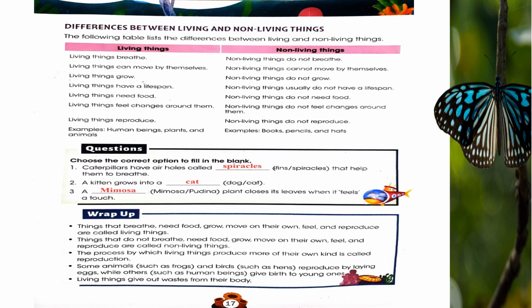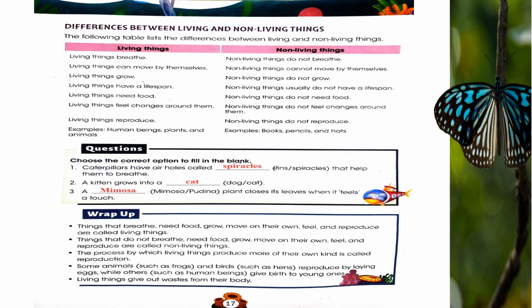Now question. Choose the correct option to fill in the blank. Caterpillars have air holes called dash. Options are fins or spiracles that help them to breathe. Answer is spiracles. Caterpillars have air holes called spiracles that help them to breathe.